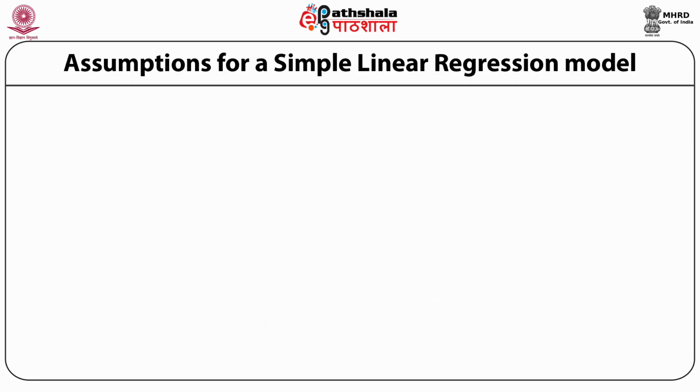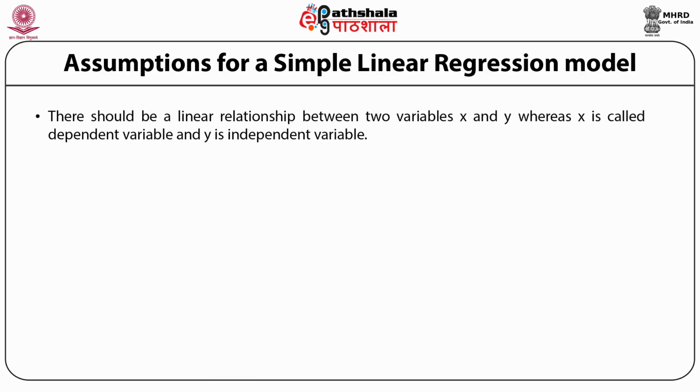Another important concept is that we should know what are the assumptions for a linear regression model. The first assumption that we should keep in mind is there should be a linear relationship between two variables x and y, where x is called dependent variable and y is called independent variable. We can also say y as a response variable and x as an explanatory variable.